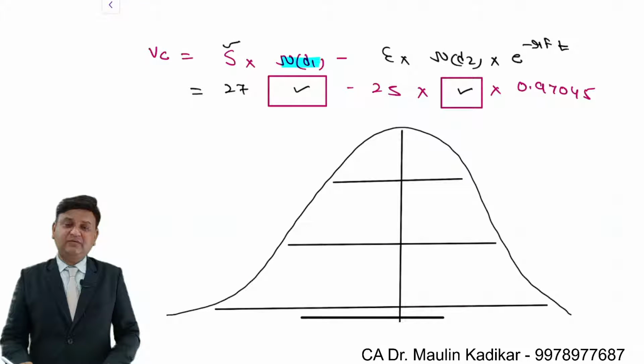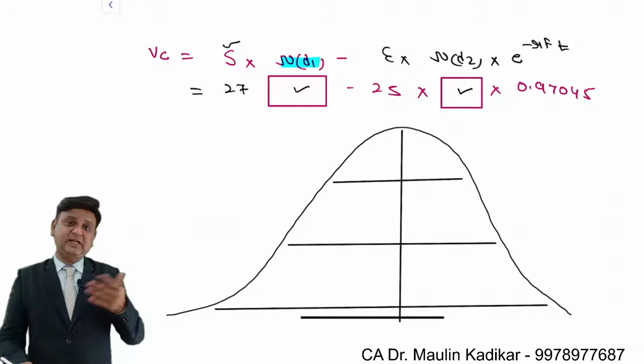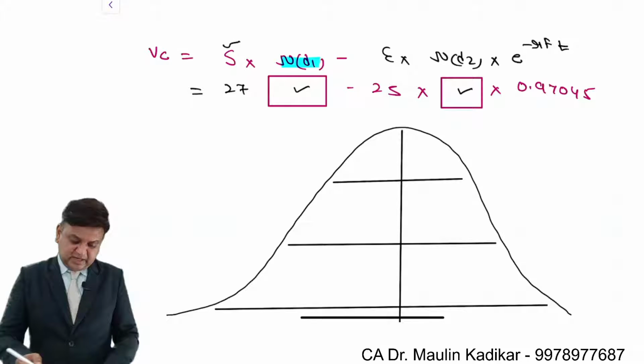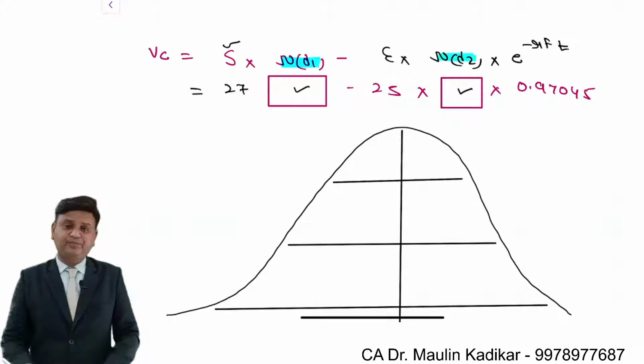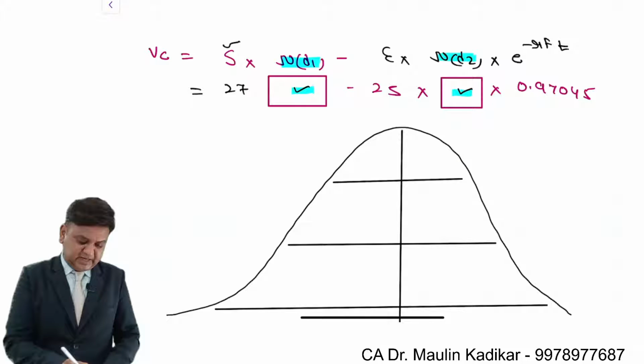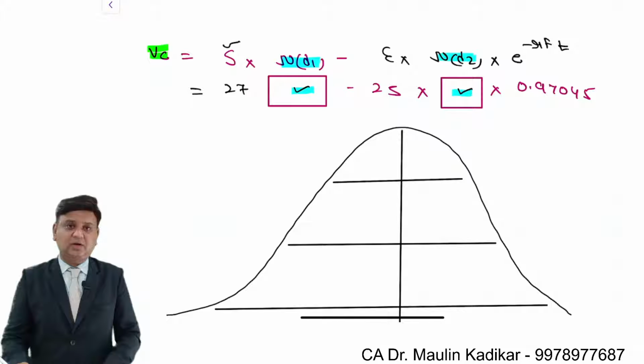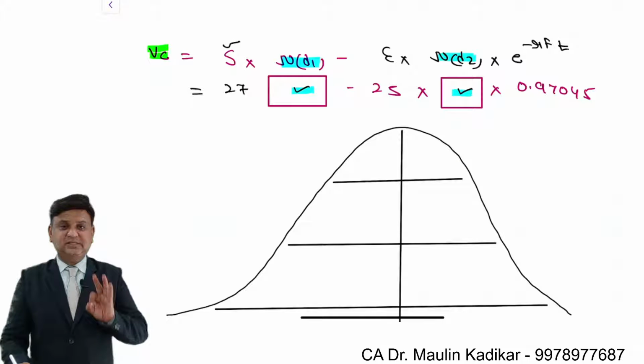Afterwards we'll make the calculation of D2. There is a similar formula that we have for D2 calculation. Then again that will be located in the Z table, and then we'll make the computation of ND2. Whatever the values of ND1 and ND2 that we compute, we will put in this equation for the purpose of calculating the value of call, that is call premium. This is the process that we have.